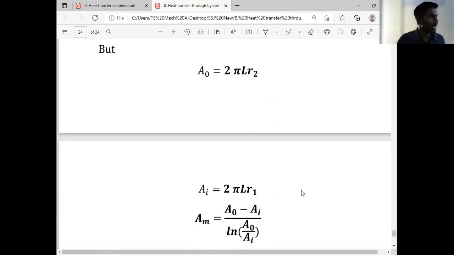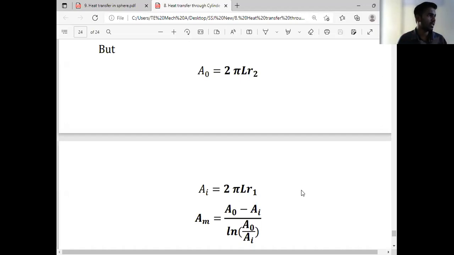समजले का बघा? आपल्याला ज्या वेळेला एखादं सिलेंडर दिलेलं असणार आहे आणि त्याचं कन्वर्जन आपल्याला प्लेन वॉल मध्ये करायचं आहे, त्यावेळेला तुम्ही कसं कन्वर्जन करणार आहे बघा. समजते का बघा? याचा अर्थ काय झाला? What is the meaning of this AM? लॉगॅरिथमिक मीन एरिया. ओके, आपल्याला एक सिलेंडर दिलेला आहे.